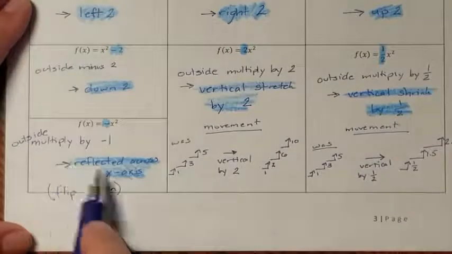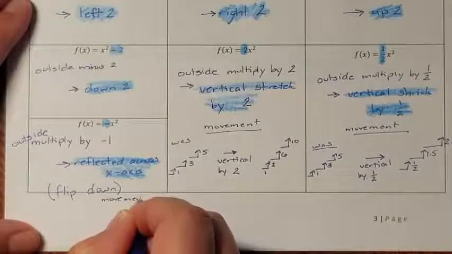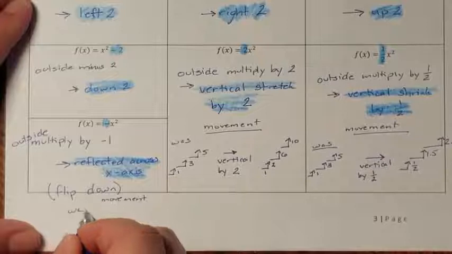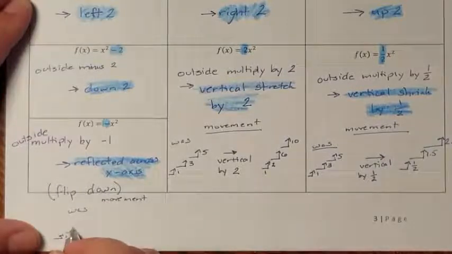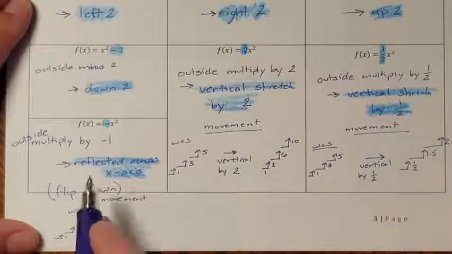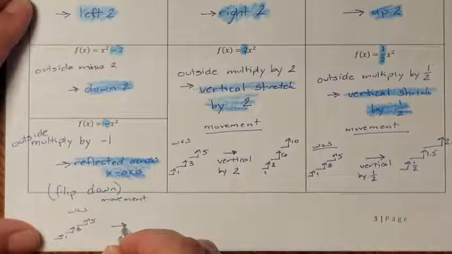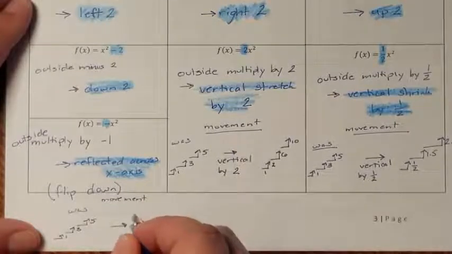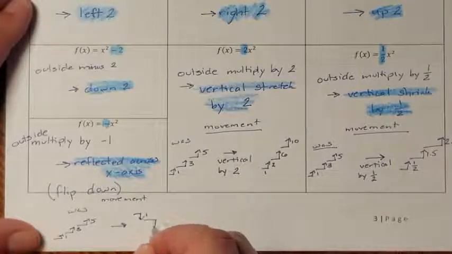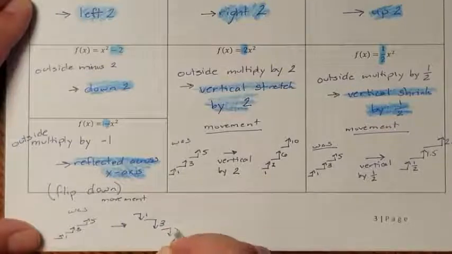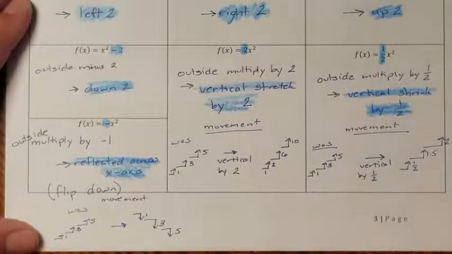So let's go ahead and look at the movement real quick for this one. It's still a vertical change. He used to be over 1 up 1, over 1 up 3, over 1 up 5. He's no longer up. Remember, he reflected across the x-axis, which means he's actually supposed to go down now. So it's over 1, down 1, over 1, down 3, over 1, down 5. He reflected. He's now going down.